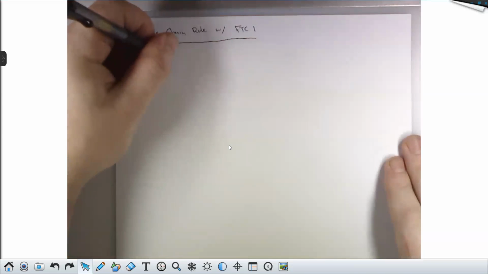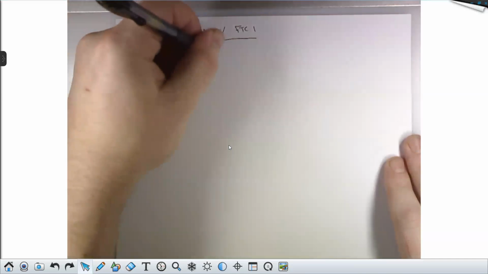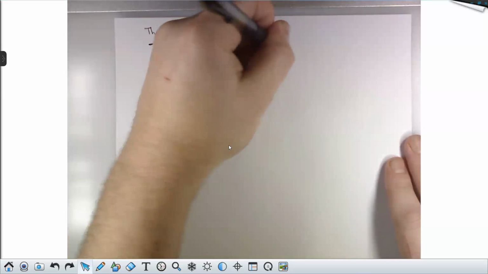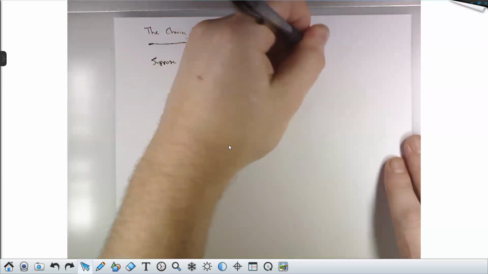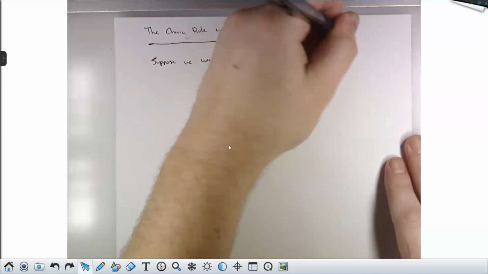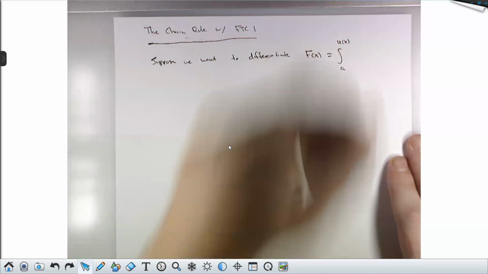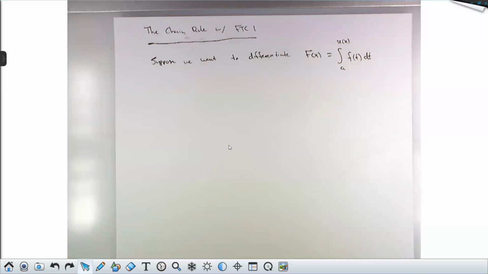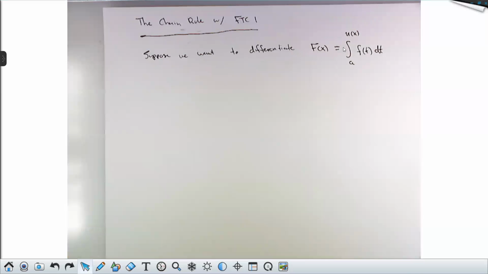Suppose we want to differentiate the function capital F of x equals the integral from a up to some other function of x of little f of t dt. So all of our FTC1 problems have big F being defined as the integral from a up to x. But what if, instead of an x up there, you have some more complicated function u of x?